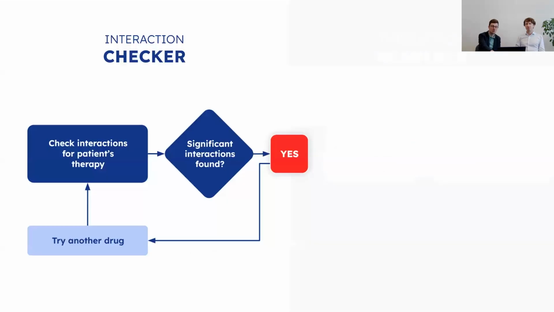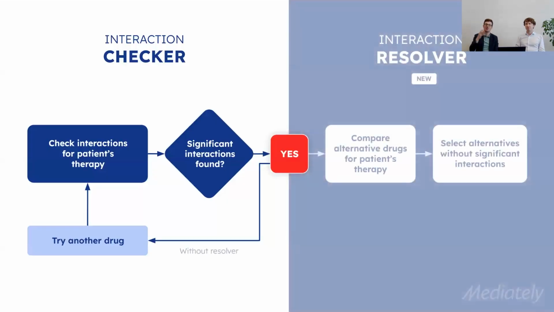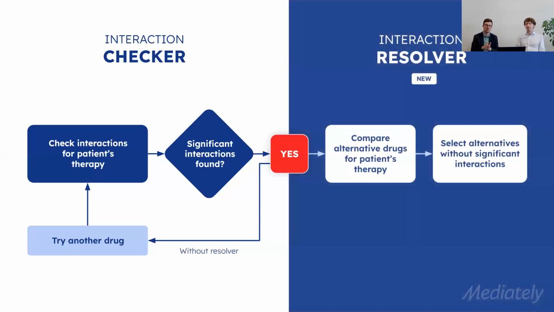And what you saw before, that loop, actually no longer is a loop, because what we allow you to do is when you're trying to add a specific drug, you can compare these alternative drugs for the patient's therapy, and you can select an alternative without significant interactions for the entire list of drugs. So that means that you're very confident that you won't be adding any interactions, not just for the specific interaction you're resolving, but for all the drugs on the patient's list. And this makes the entire process of resolving interactions and figuring out the optimal therapy a lot simpler and easier.